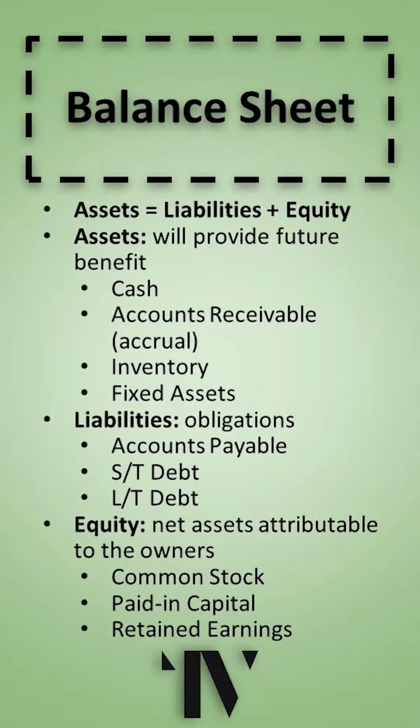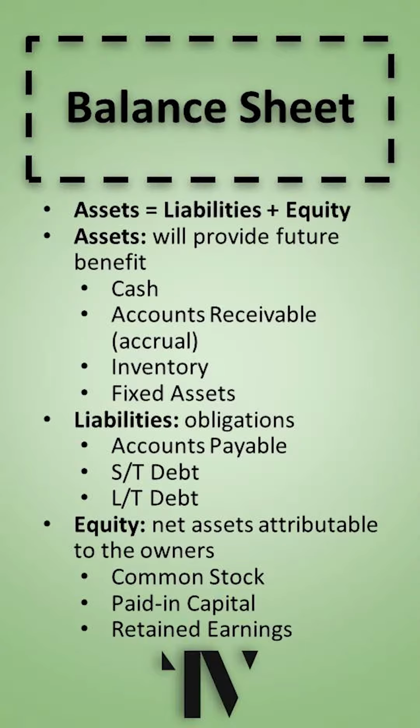An asset is a resource with economic value that your company owns or controls and that will provide future benefit. Another way to put this is that an asset is anything that your company has or that is owed to it. Examples of assets include cash, accounts receivable, inventory, fixed assets, and investments held.